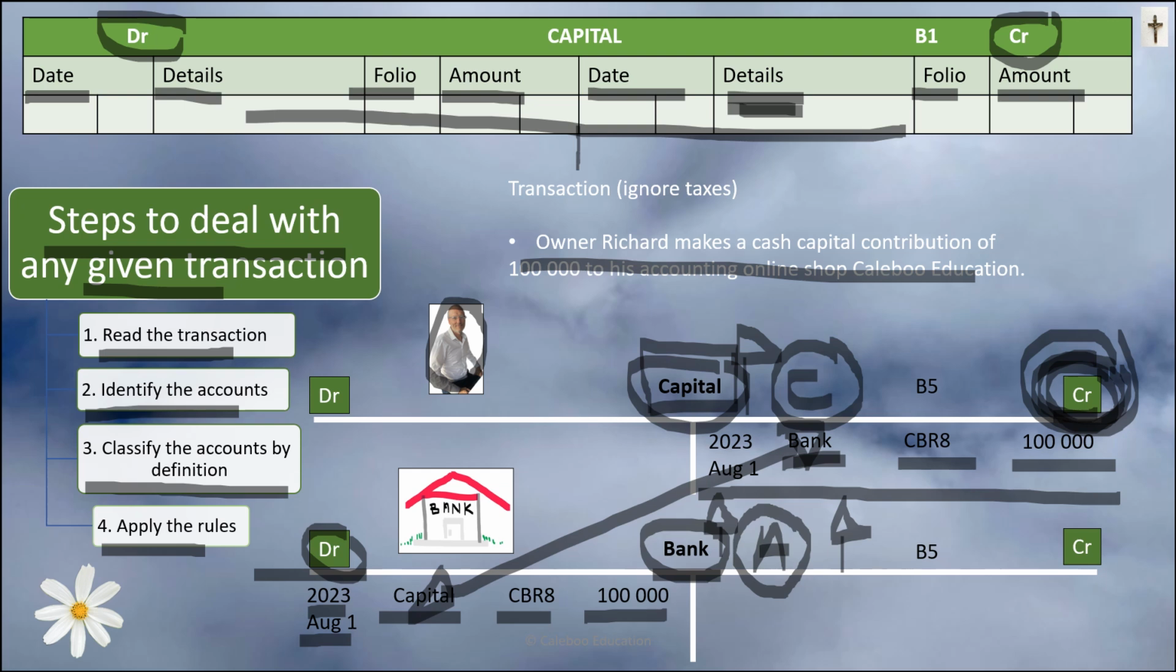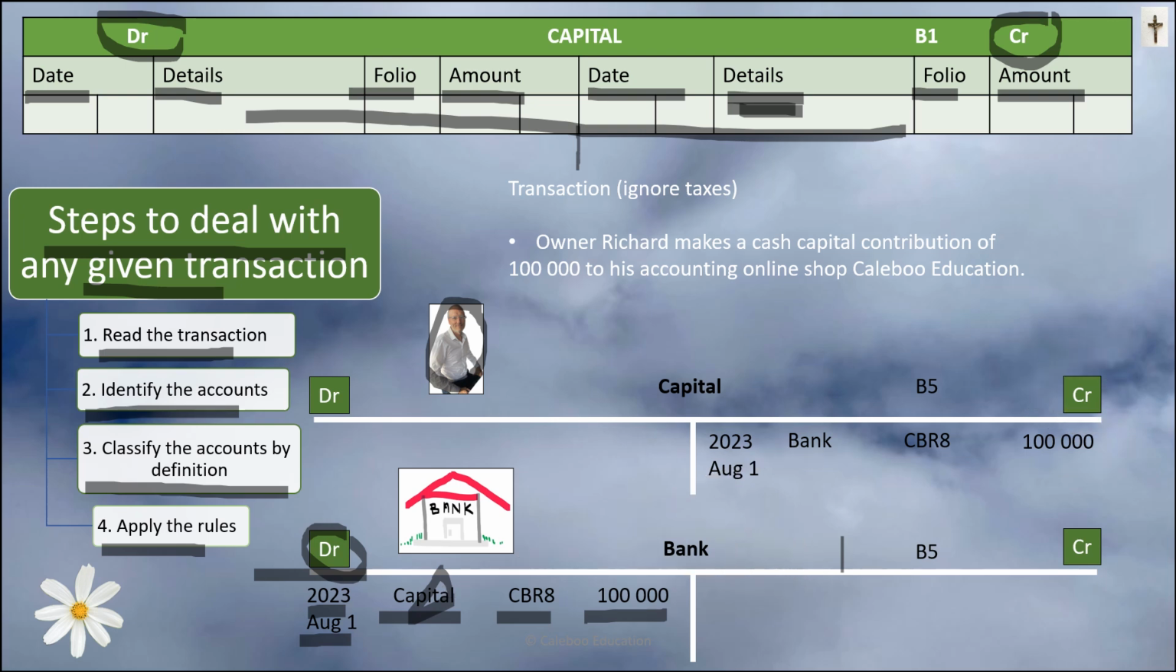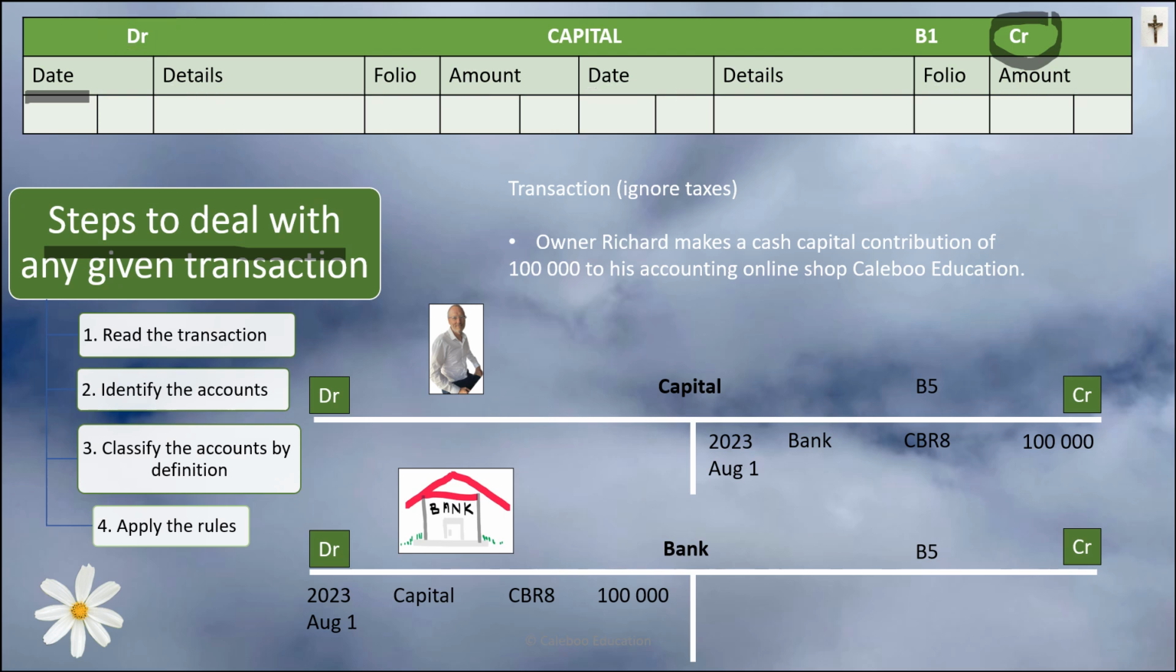Let me rub this all out so you can see what it should actually look like in your books without the scribbles. Actually, it's not really in your books. These are workings just to explain why an account is debited and why an account is credited. And like I said, I'm using T accounts. Okay, let's go on to the next transaction.